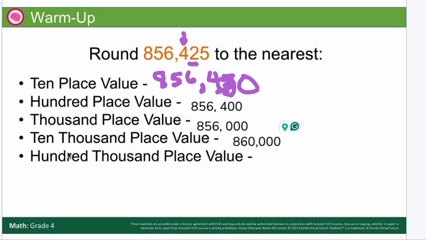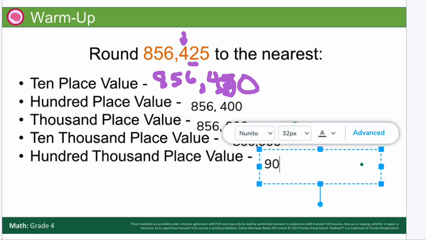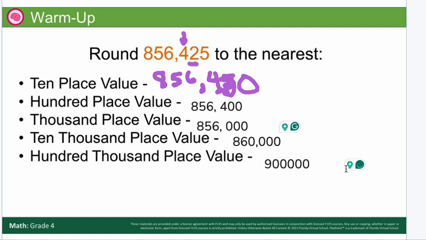Then finally, we have the 100,000 place value. So right here, is my 5 going to change my 8? Yes. So my 8 is going to become a 9, and I'm going to get 900,000. Whoop, whoop. All right.